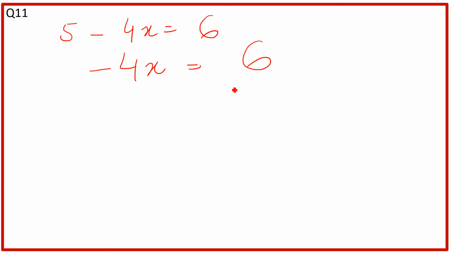And in question number 11, we have 5 minus 4x is equal to 6. So see, negative 4x will remain the same on the left hand side and 6 will remain the same on the right hand side. Only we will take the transpose of 5. There is no sign, it means it is positive. So take 5 to the other side, which is called transpose. It will be minus 5, the sign will change. So 6 minus 5 is equal to 1.